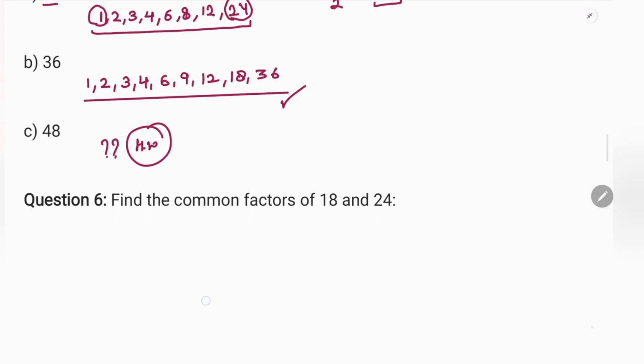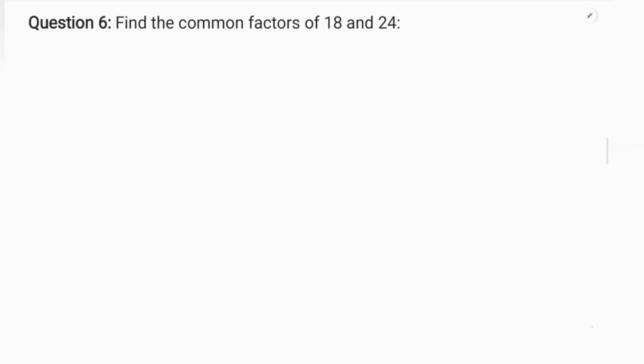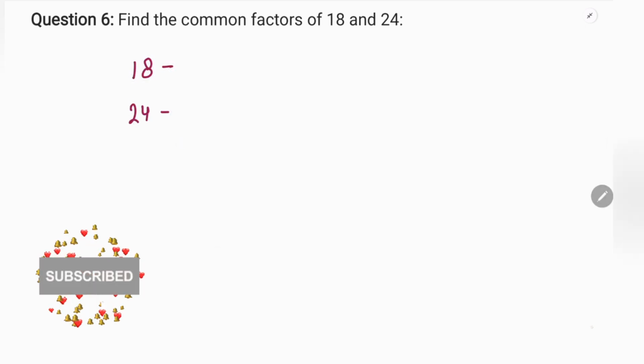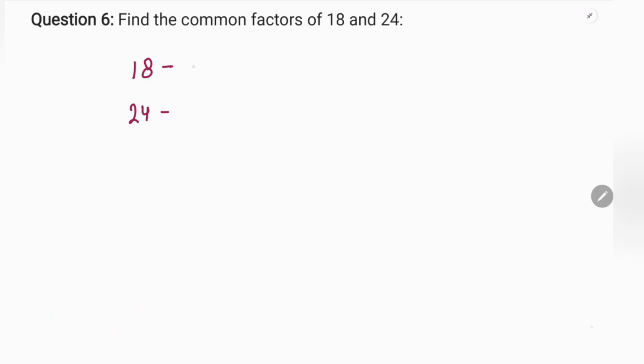after that, now they are asking us to find the common factors of 18 and 24. Okay, I will write 18, I will write 24 here. Then I will write their factors. What are the factors of 18? 1, 2, 3, 4 and 5 are not, 6 and then 9 and then 18, right? Then 24: 1, 2, 3, 4, 6, 8, 12 and 24.